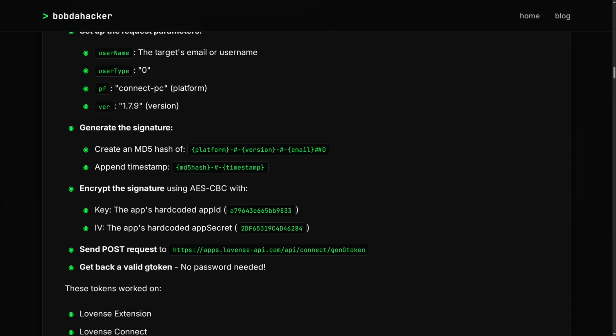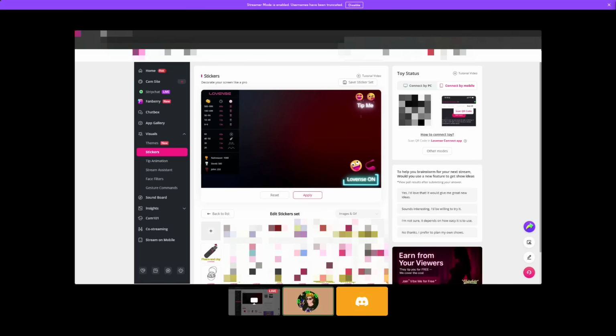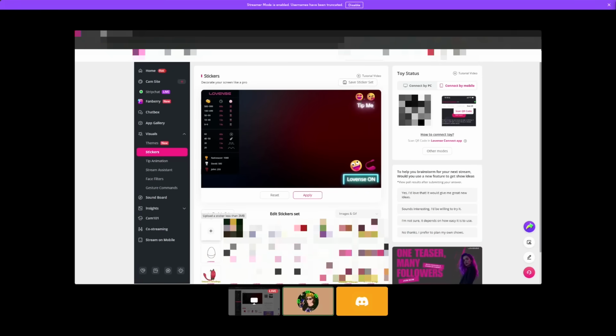Now, the auth token generated would work for Lovense Extension, Lovense Connect, Streammaster, Cam 101 through the login link, and even admin accounts for cam streamers. Now, I was curious what kind of malicious action someone could actually take with access to a Lovense account besides the obvious blackmail approach in cases where someone uses a personal email address to register an account and you expose them for having one. So I hopped on a Discord call with Bob and we did some experimenting.